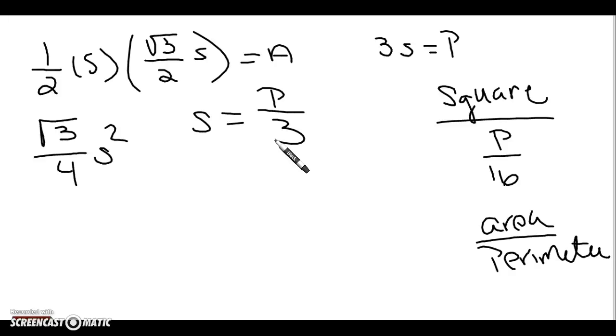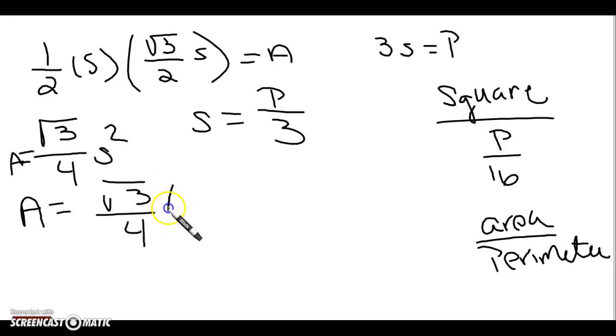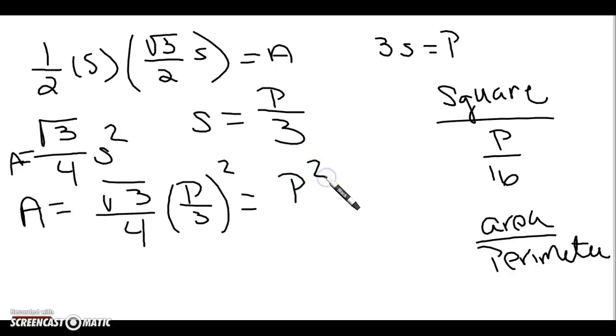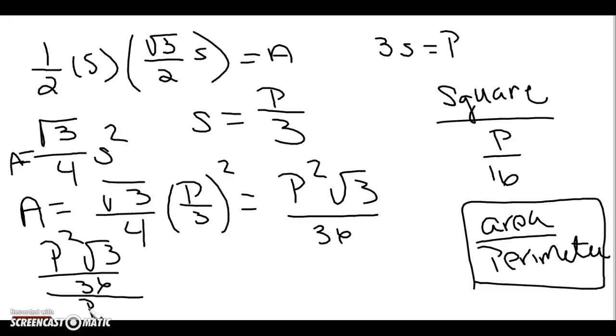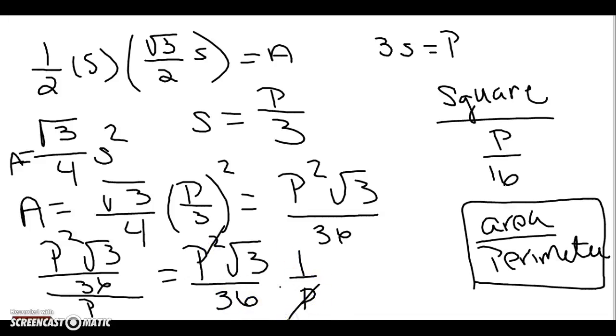Okay, and so now, this is my area. I can find out what the area is in terms of perimeter. So I'll say area is equal to the square root of 3 over 4, and instead of s, I'll put in P over 3 squared, and I'll evaluate that, and I get P squared square root 3 over, this is 9 times 4, over 36. All right, so there is my area, and so now I can place that over my perimeter, and so this is the ratio that they provided for us. And so I have P squared square root of 3 over 36 over P, and so I can change that to P squared square root of 3 over 36 times 1 over P. And so one of my P's crosses out, and I'm left with just P square root of 3 over 36.